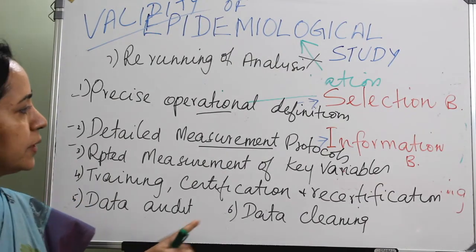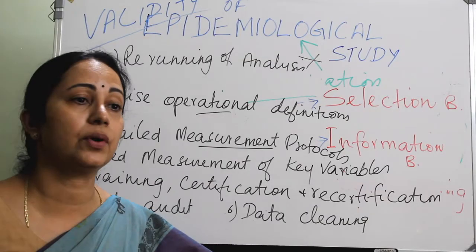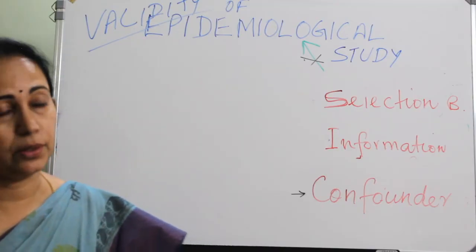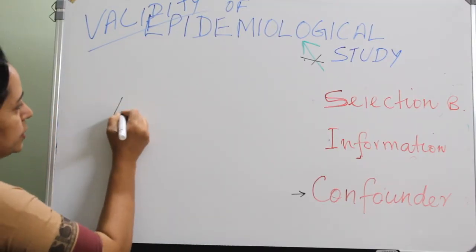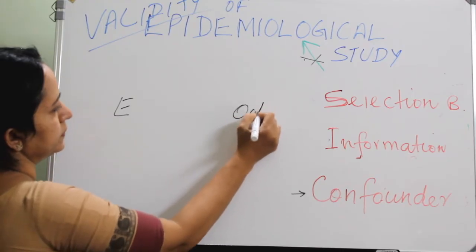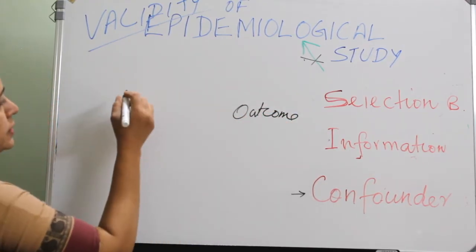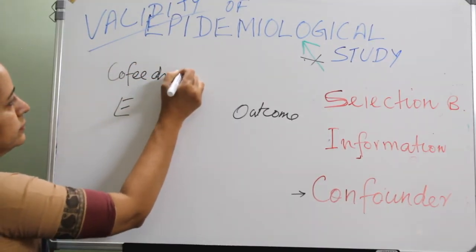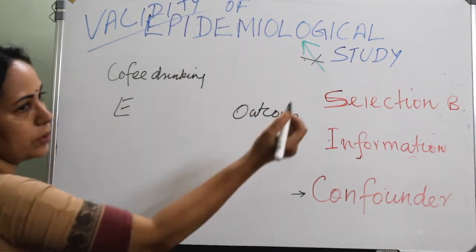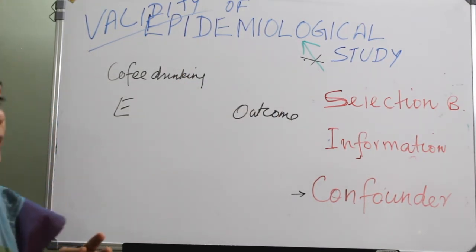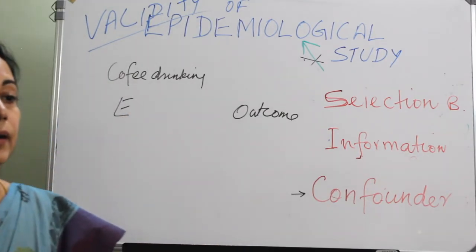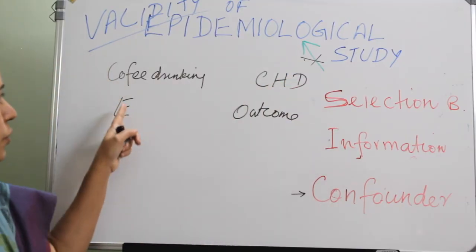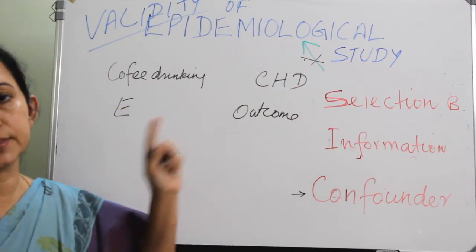Okay, and the next one that comes here is confounders. What is a confounder? It causes confusion in the effect. Think that you have an exposure and you have an outcome. For example, you have coffee drinking and the outcome. There is a study that coffee drinking increases the chance of coronary heart disease. So coffee drinking is the exposure and coronary heart disease is the outcome.